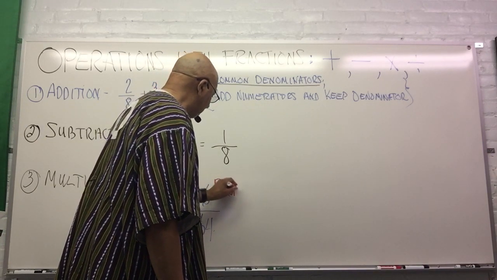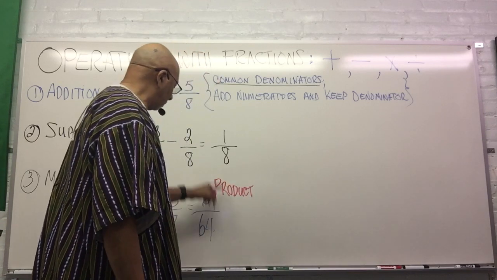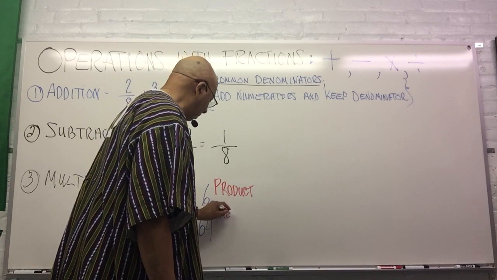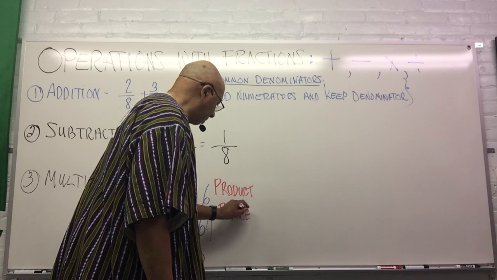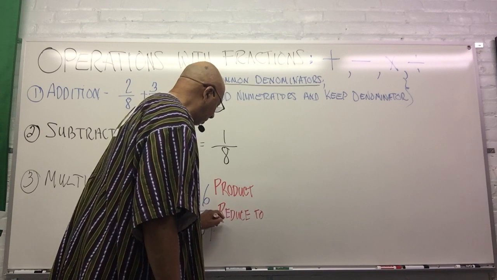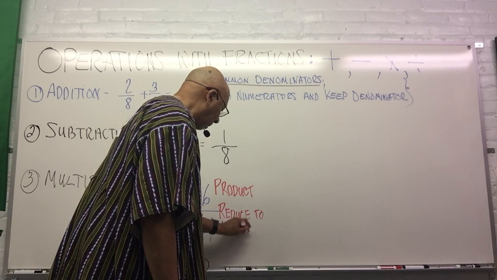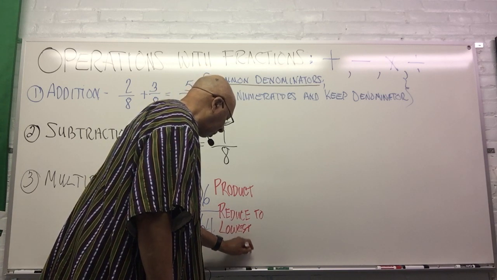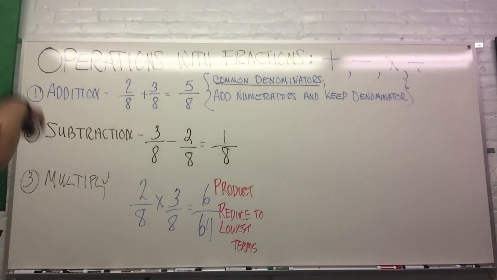The product here is a fraction of 6/64. Now, we could also reduce that, which we will do later. Reduce to what we call lowest terms. That's a concept not for the moment, but I want you to know that it's out there and it's coming.